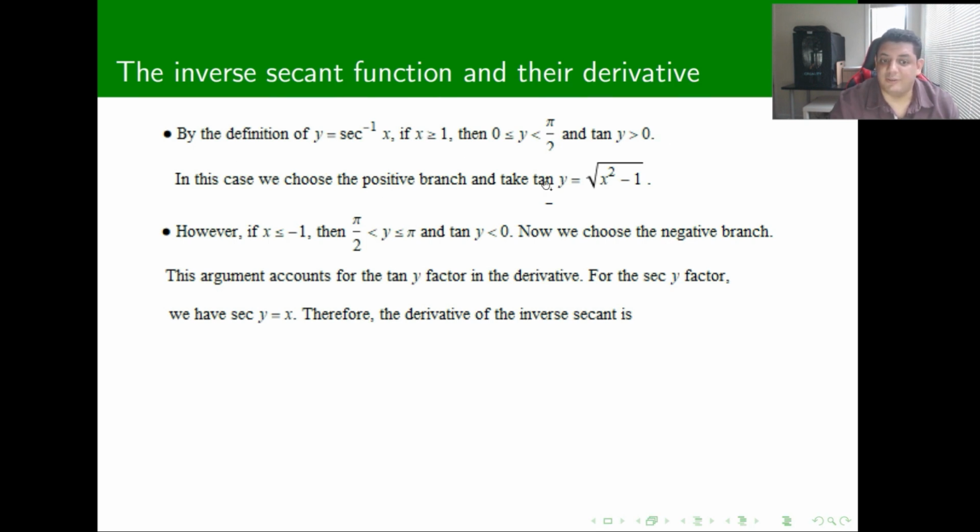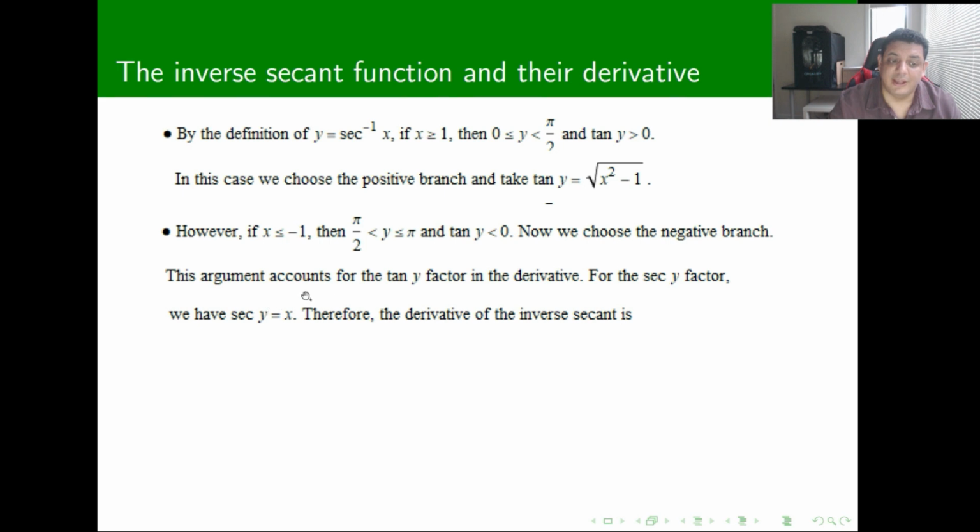Now, in this case, we can take the positive branch, y equals x squared minus 1. However, when x is less than 1, y is between pi half and pi, which turns out to mean that y is less than 0. So we can take the negative branch. What this means is that this is going to account for the sign of the derivative.